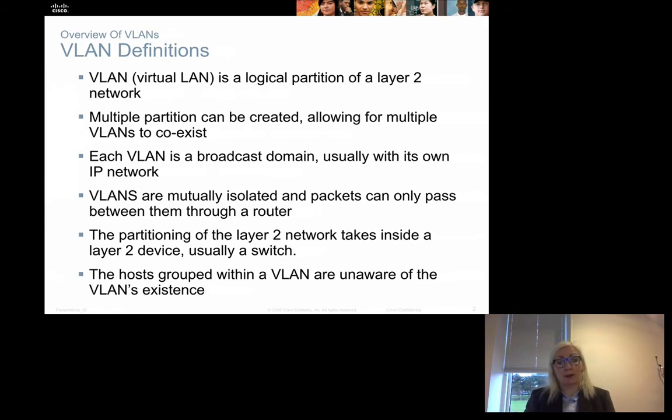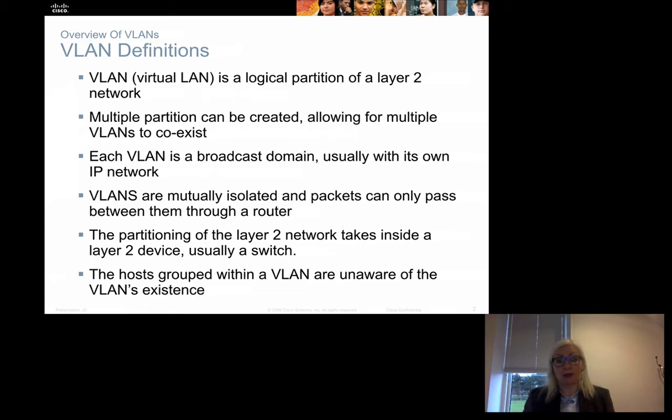VLANs, it's something that we do on layer 2, and we do it to divide our network into smaller parts and thereby reducing the broadcast traffic. That's the main idea why we are doing it. We want to reduce the amount of broadcasts.